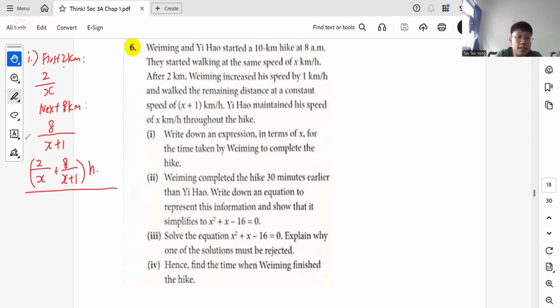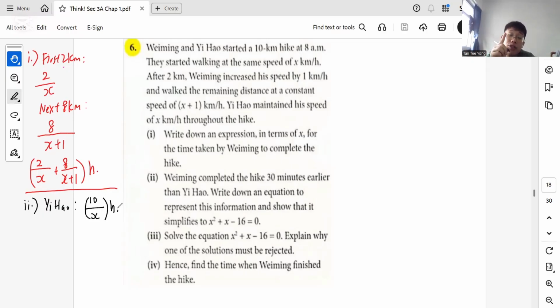Next, for part 2, let's use black. Wei Ming completed the hike 30 minutes earlier than Yi Hao. You see, he beat his friend, but he only completed 30 minutes earlier. What's the point? Write down an equation to represent the information. First thing first, how long does Yi Hao take? His time taken is 10 over x, because he covers 10 km using the speed of x km per hour. Distance divided by speed gives you time. So Yi Hao takes 10 over x hours.